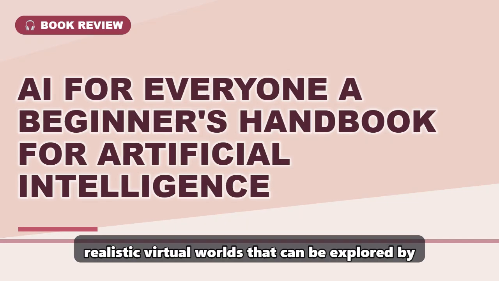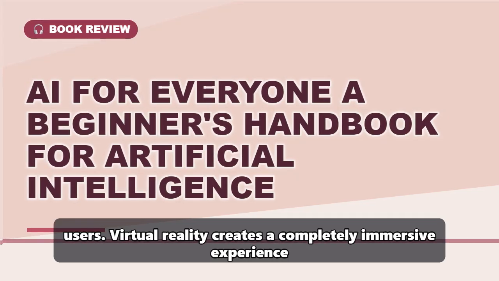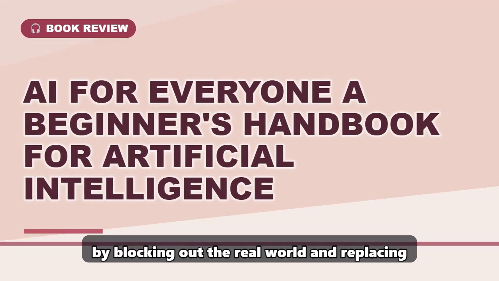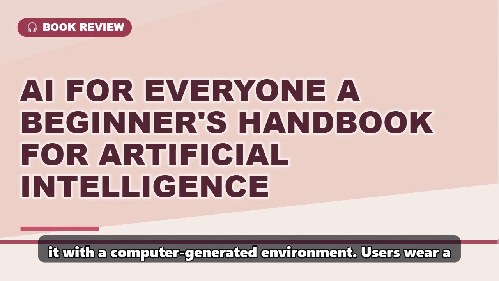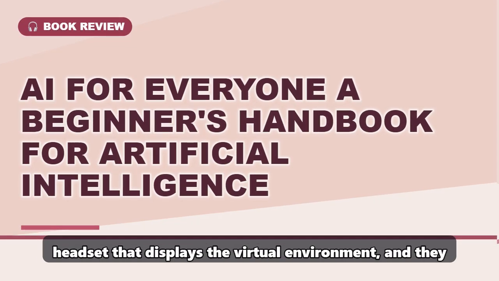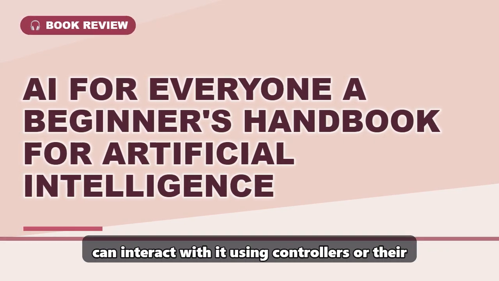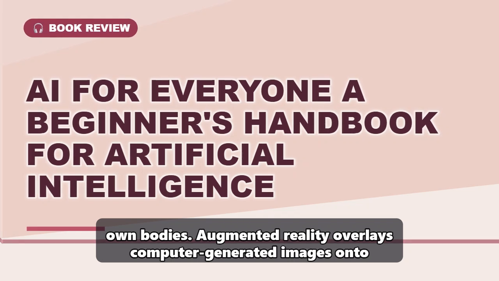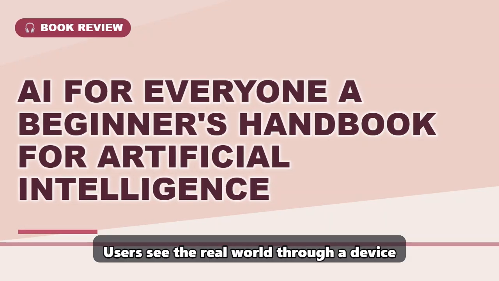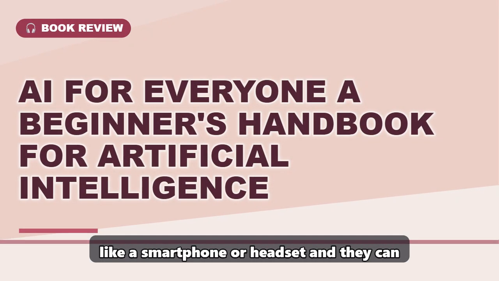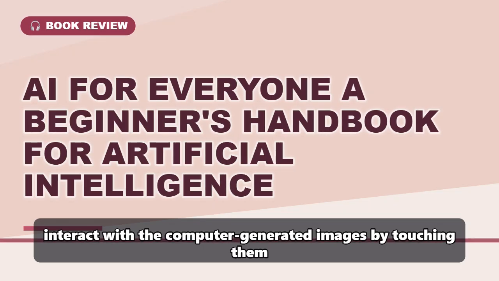Virtual reality/augmented reality, VR/AR. Computer vision is used to create realistic virtual worlds that can be explored by users. Virtual reality creates a completely immersive experience by blocking out the real world and replacing it with a computer-generated environment. Users wear a headset that displays the virtual environment, and they can interact with it using controllers or their own bodies. Augmented reality overlays computer-generated images onto the real world. Users see the real world through a device like a smartphone or headset, and they can interact with the computer-generated images by touching them or moving their heads.